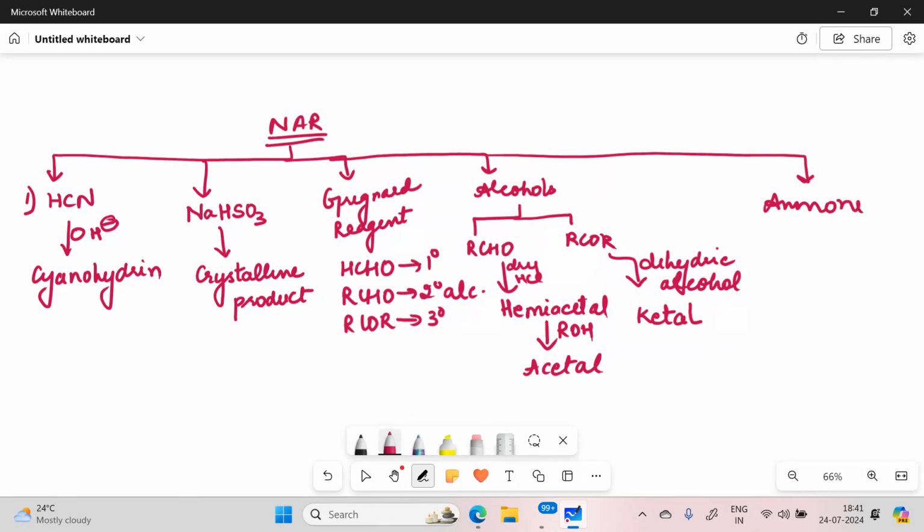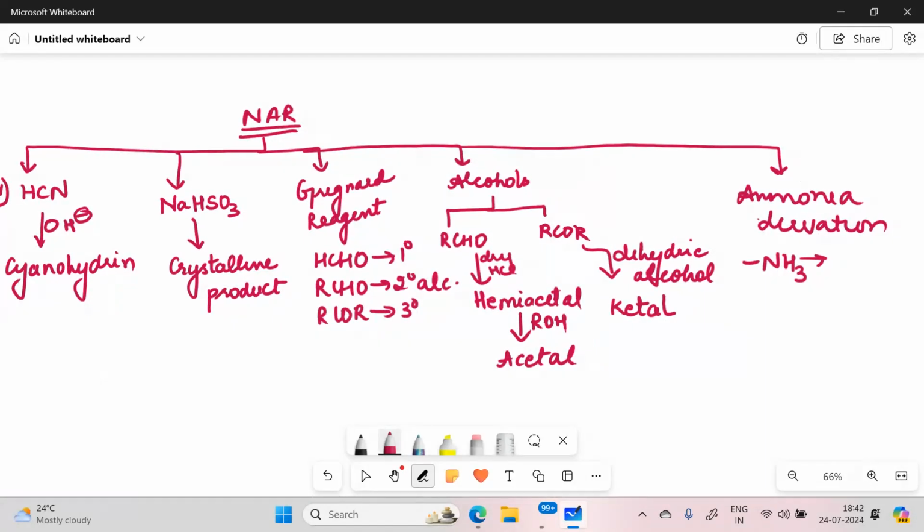Yeah. Next is ammonia derivatives. In ammonia derivatives, we did 5 reactions. First with ammonia. What is the product formed with ammonia? C double bond NH. Yes, its name is imine. Not amine, it is imine.